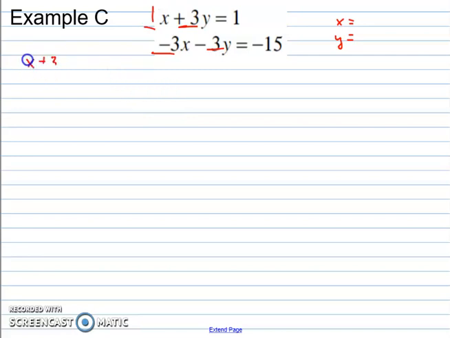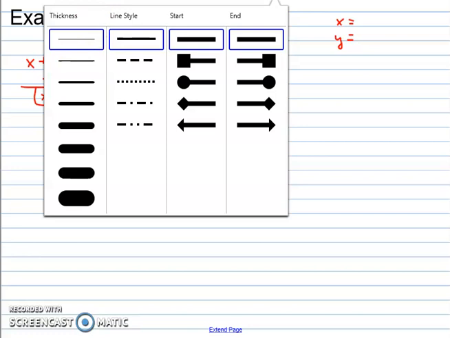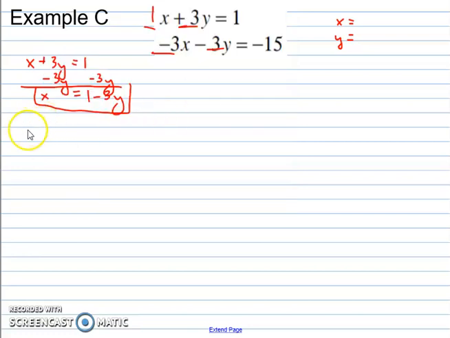So x plus 3y equals 1. We're going to get rid of that 3y, zero it out, so that we can get this x alone. And it doesn't matter which one you solve for. I just go for the one that's a little bit easier. Okay, so we're saying x is equal to 1 minus 3y. We're going to use that, and we're going to substitute into the other equation.